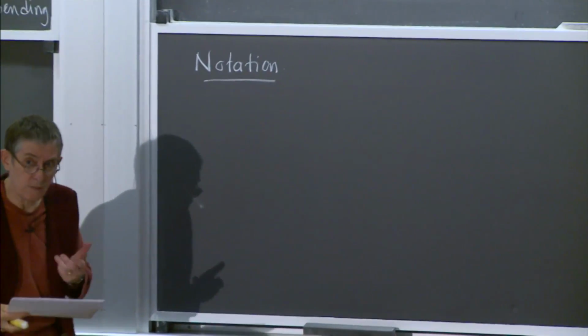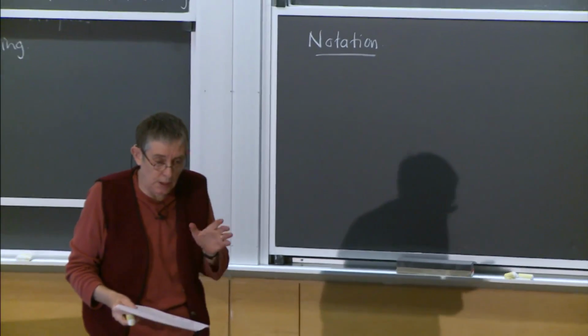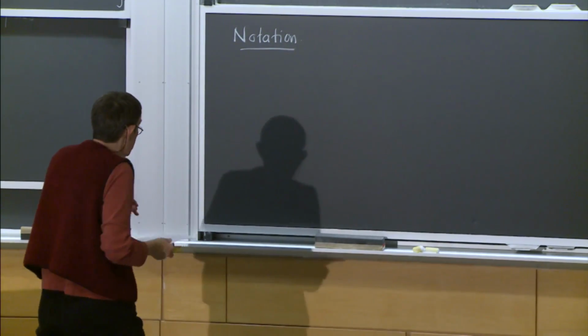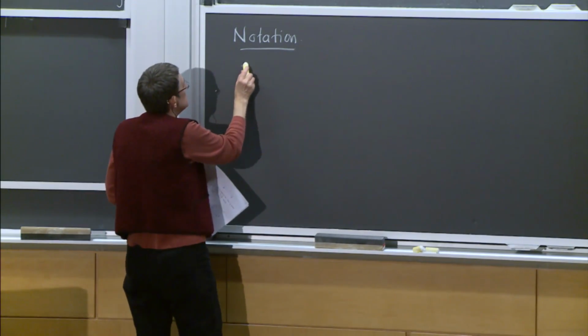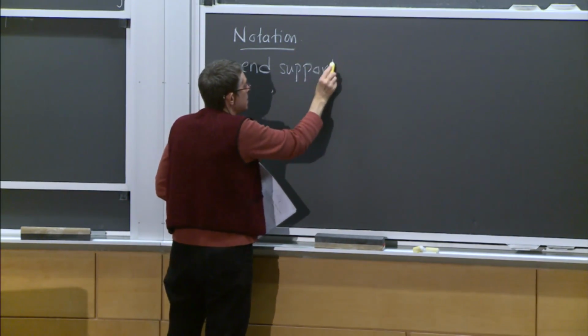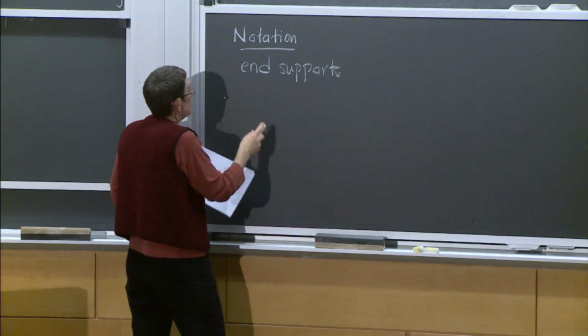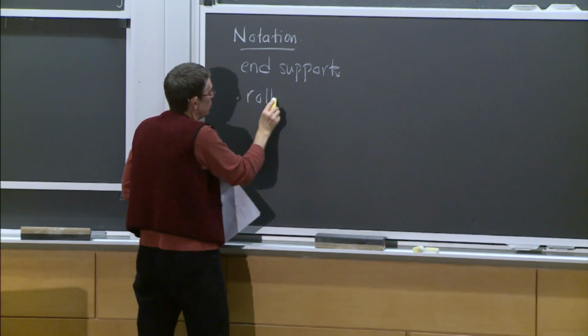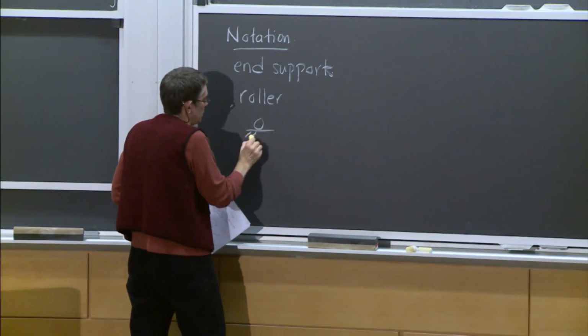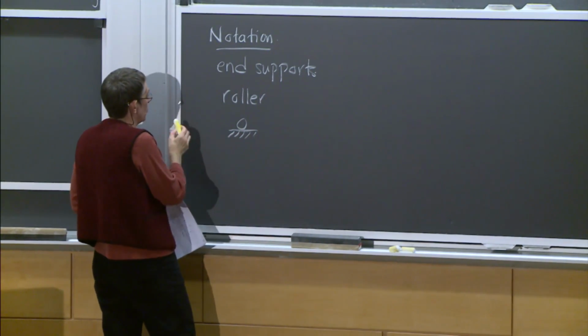So in order to figure these things out for the beams, there are some notation things we need to go over first. One is the end supports. There are various types of end supports that you see. So one is a roller. If I draw that, that's the roller.